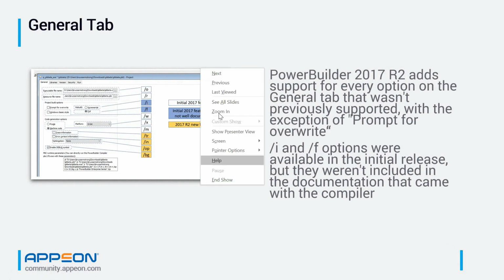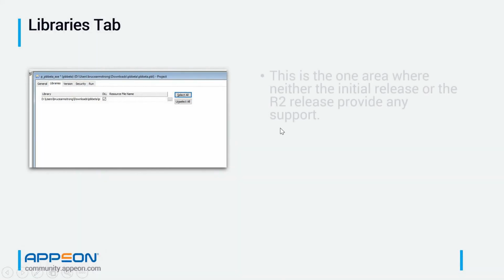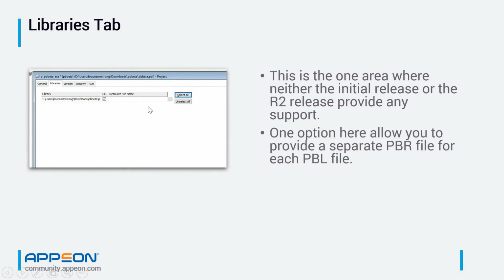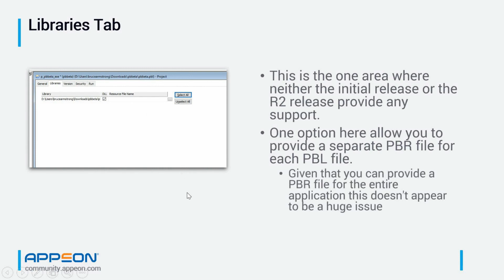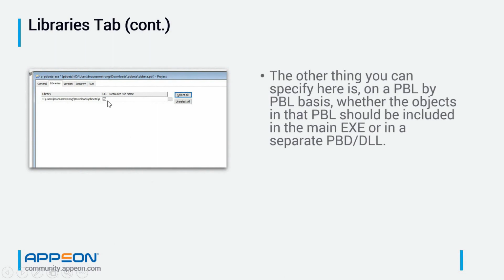So one of the features that's missing is the ability to specify a resource file name per PBL. That's not supported by the command line compiler. I don't see it as a huge issue because you can have the resource file name for the entire application. That doesn't seem to be much of a biggie. The other one, though, is the inability to set on a PBL-by-PBL basis whether or not the code will be put in the PBL or the executable.